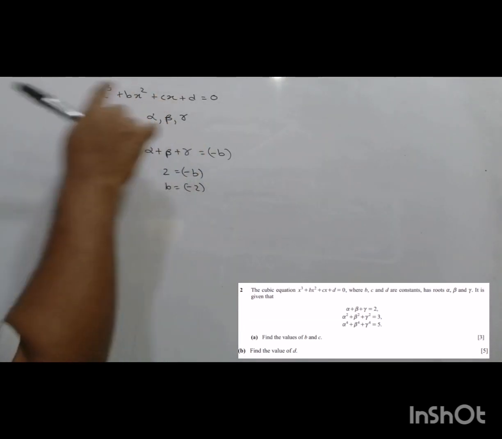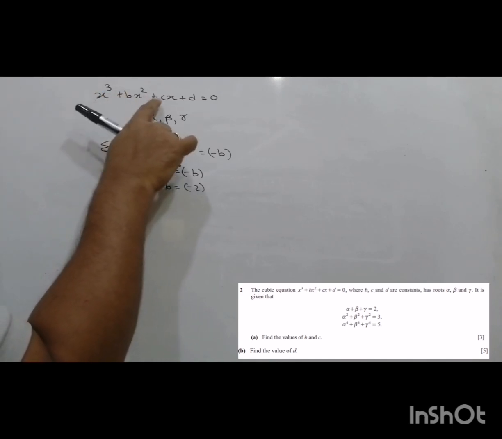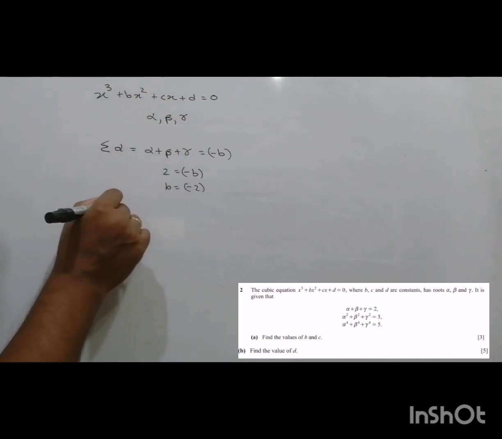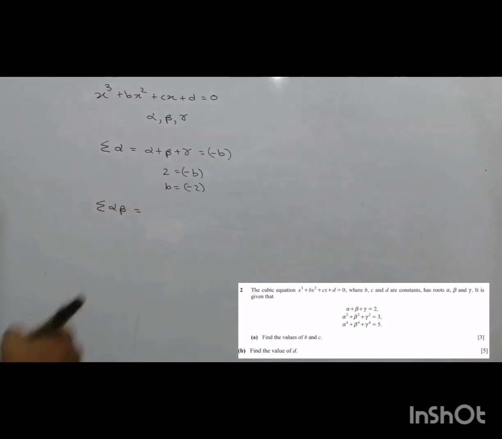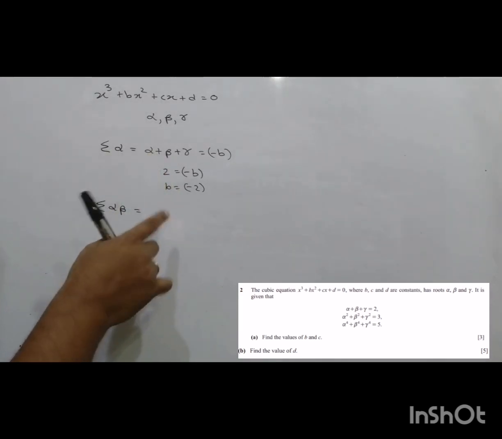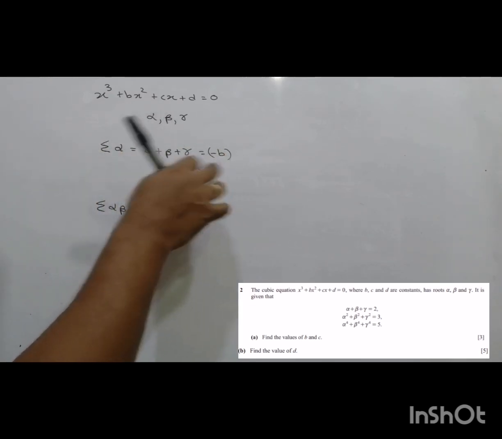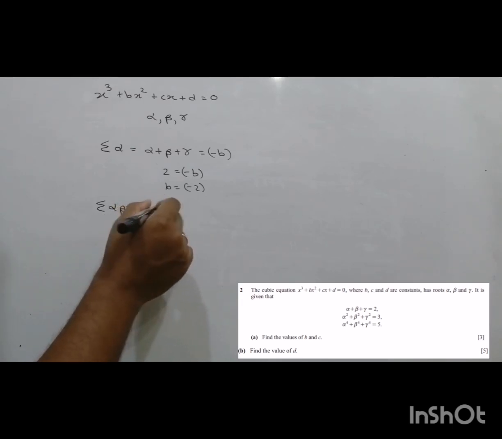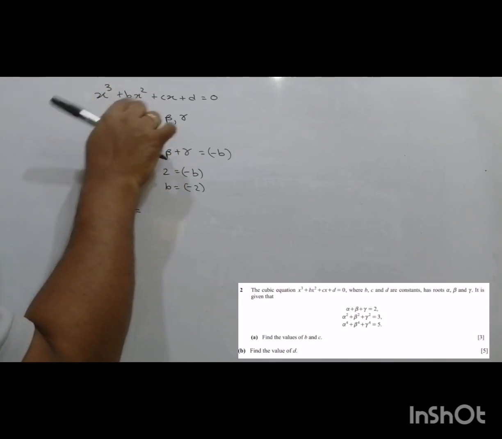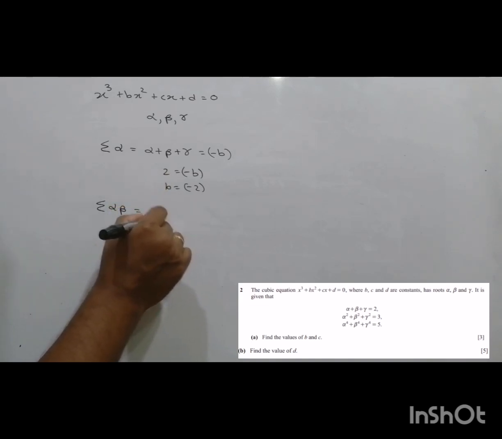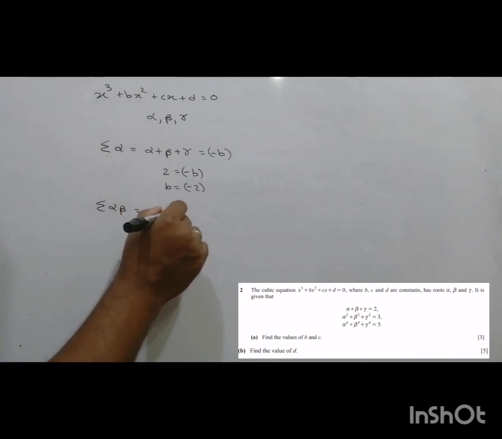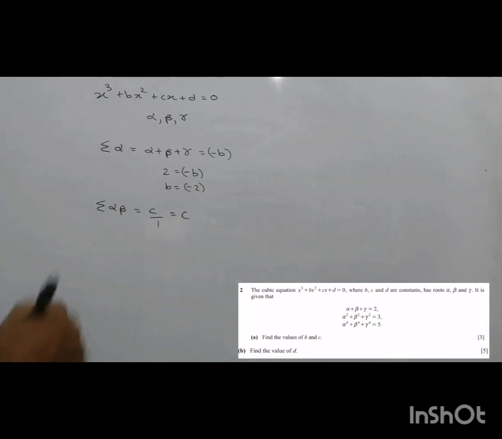So when it comes to c over here, it's going to be plus minus plus. That will be sigma alpha beta. Sigma alpha beta is the sum of the roots taken pairwise. So alpha beta plus alpha gamma plus beta gamma and so on. So we'd have sigma alpha beta is plus minus plus c divided by the coefficient of the x cubed term, which is 1, so it's just c. Now we haven't been given the sum of the roots in pairs, but we can figure it out using the data that they've given us.